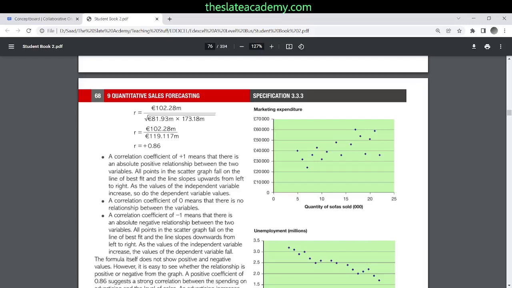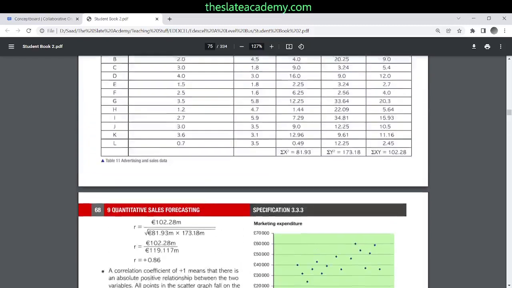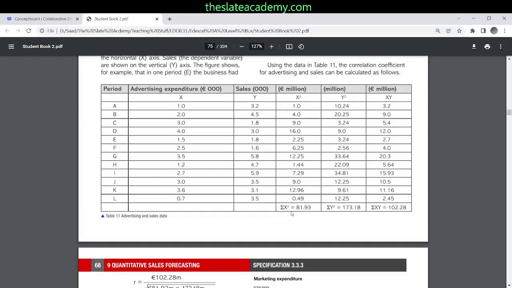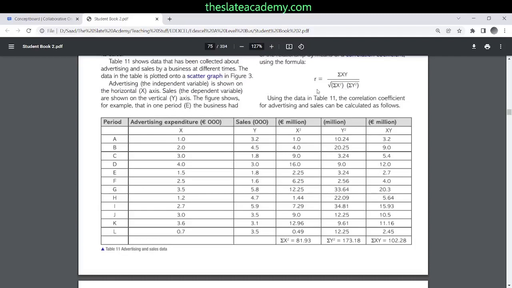How do you use the formula? We use the formula that I told you. We calculate the values of x squared, y squared, and xy, and then we plug it into this. R is equal to sigma xy, which in this case will be 102.28, divided by under root sigma x squared, which will be 81.93, times sigma y squared, which will be 173.18. You'll get a value of R.